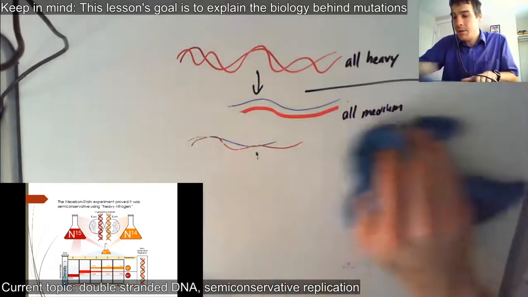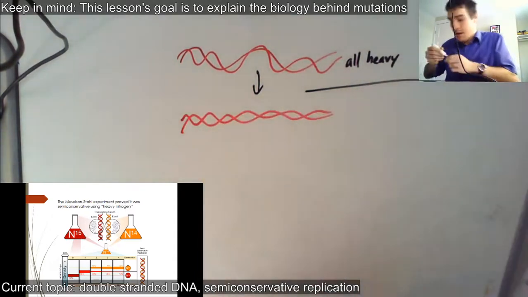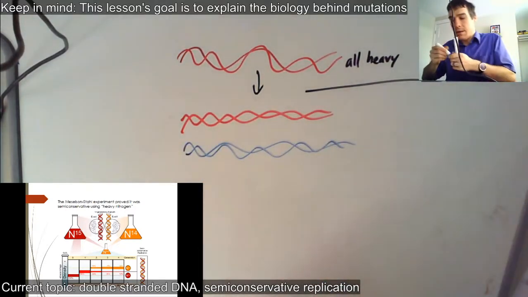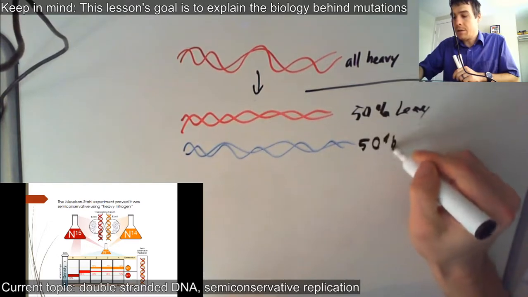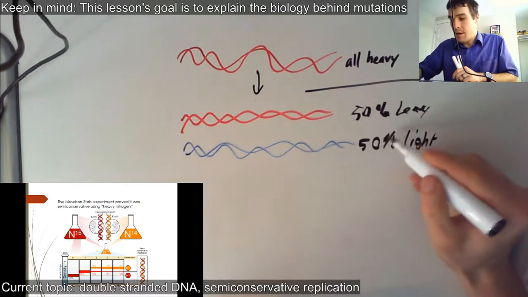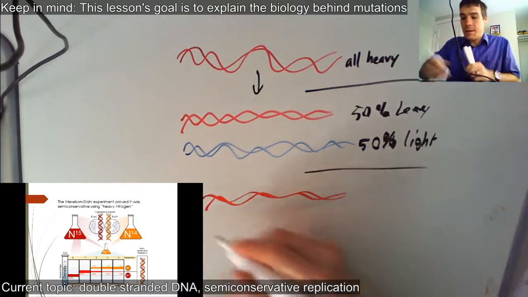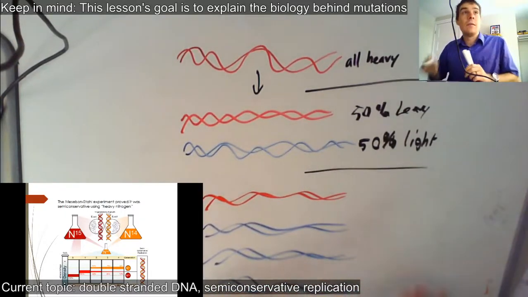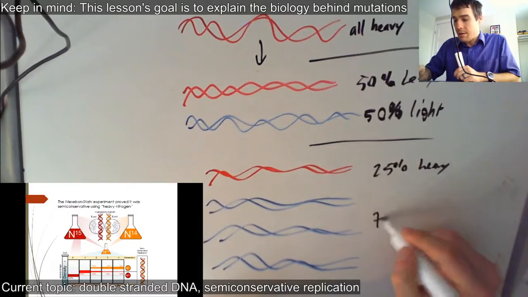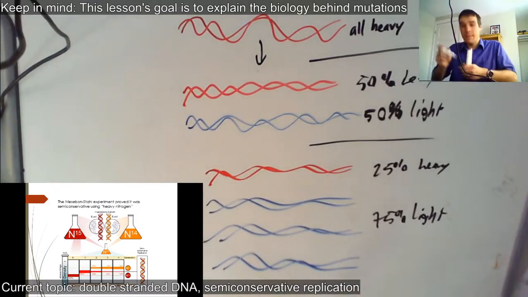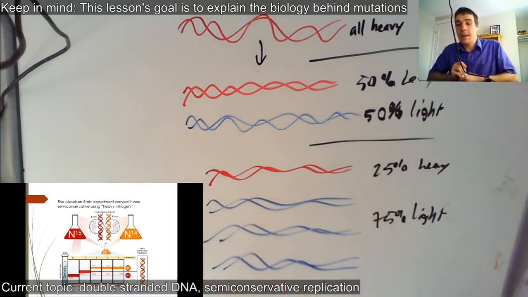So if it was conservative, what you'd end up with is you'd start with all heavy, then you'd keep a heavy one, and you'd have a light one. So one would stay all heavy, and the other one would be 50% light. Right, 50% light, 50% heavy. And then the next one down, you would still have the one heavy, and then each of these would split up, and you'd have 25% heavy and 75% light. But you'd never have a medium, never ever a medium, because the heavy would always stay together. And just by the fact that they had a medium DNA tells you that was wrong.